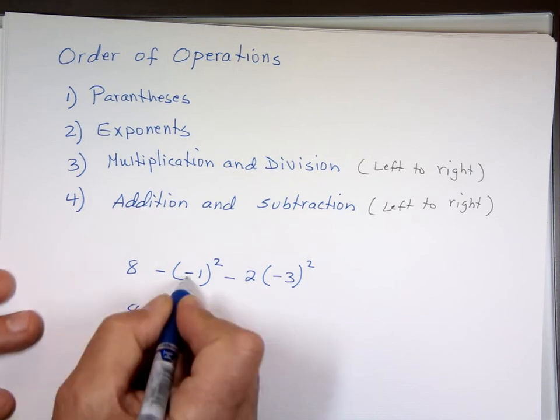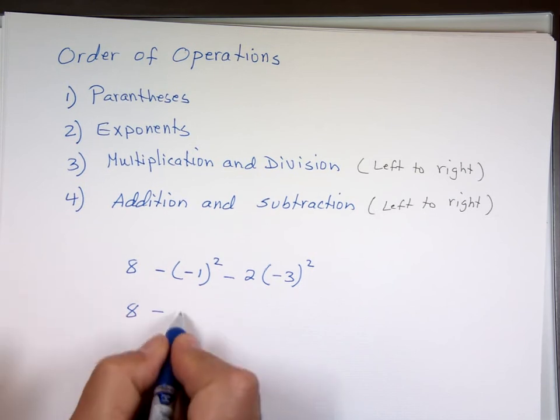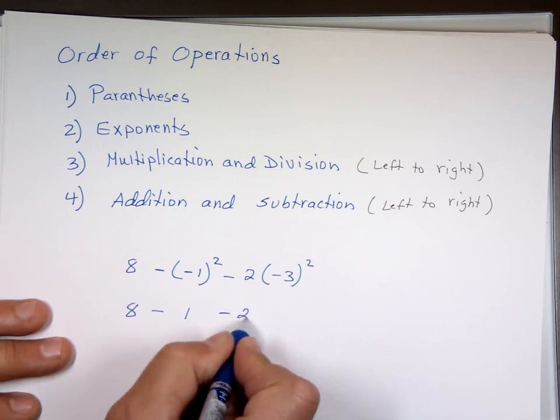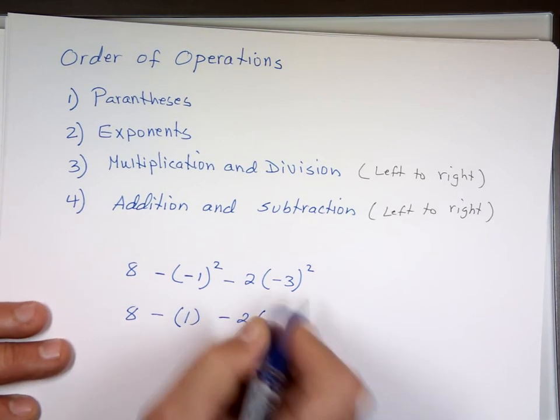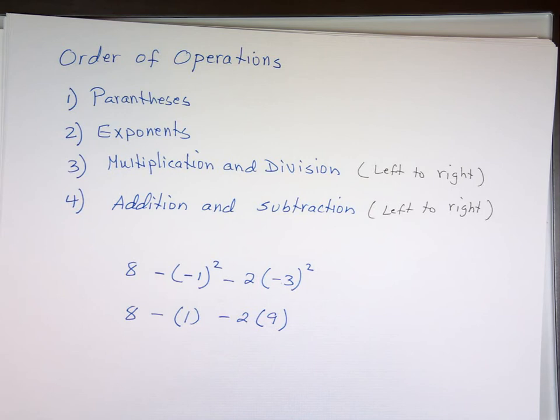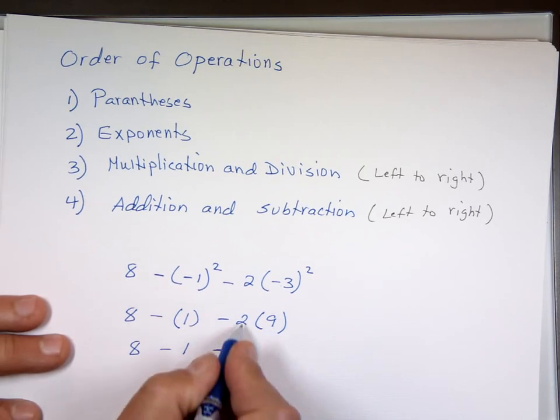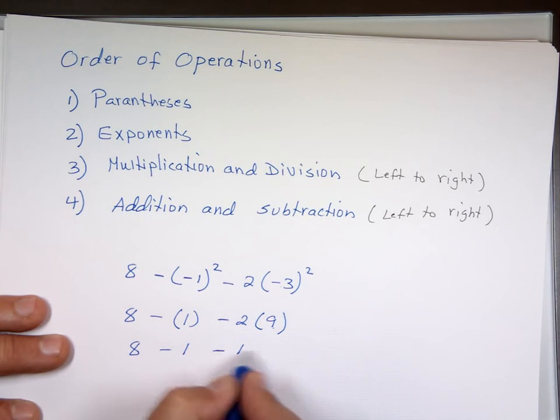What's negative 1 squared? 1. What's negative 3 squared? 9. So I did the exponents. There was no parentheses. I did the exponents. Do I have any multiplications or divisions? I see one at the end. What's 2 times 9? Yep.